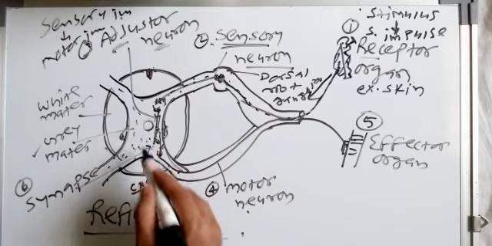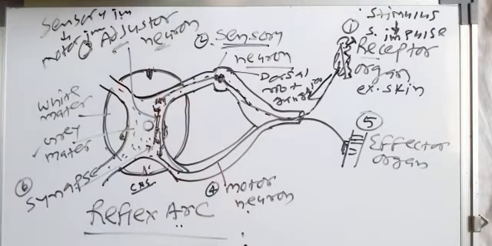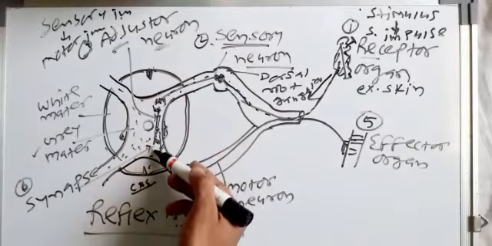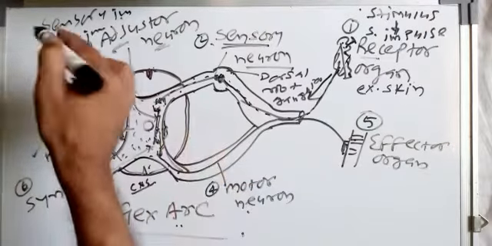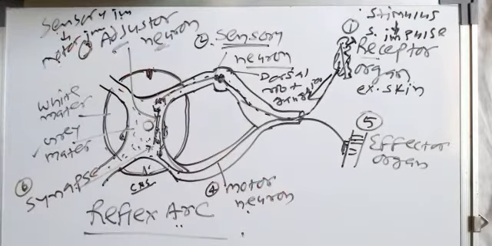Then what are the points of adjuster neuron? It is present in the gray matter of spinal cord. It receives sensory impulse from the sensory neuron, converts it into motor impulse and transmits it to the motor neuron.